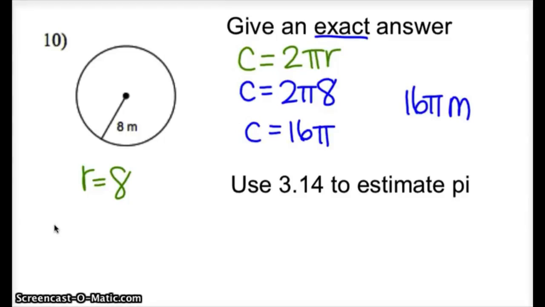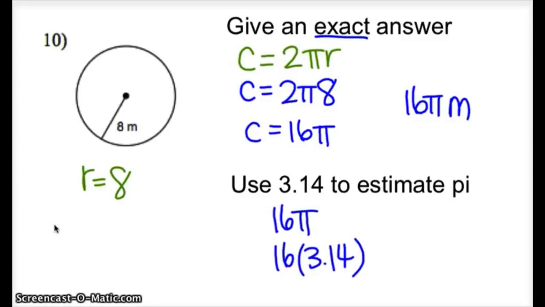So use 3.14 to estimate the pi. So I'm just going to take 16 pi, and I'm going to multiply 16 times 3.14. And 16 times 3.14 is 50.24, and I'm not going to forget my units. So the top one, 16 pi, is an exact, and 50.24 is an estimate.